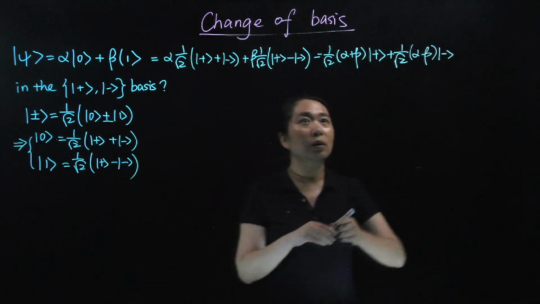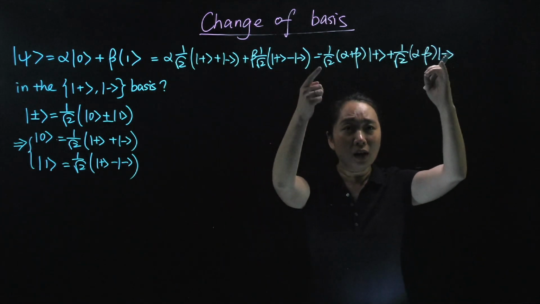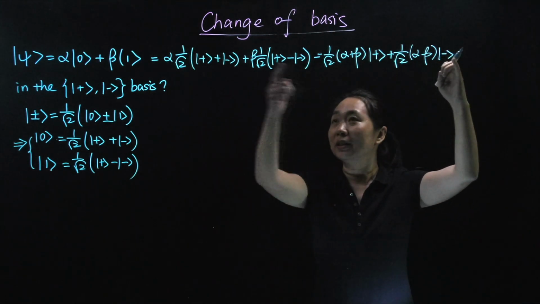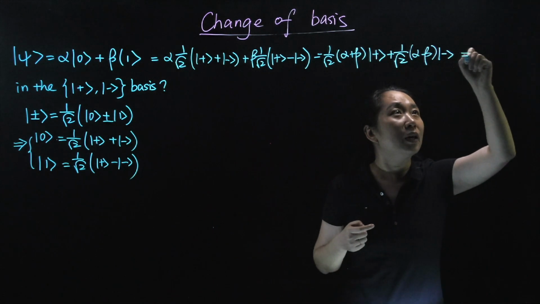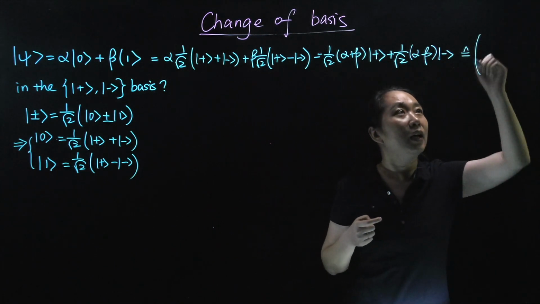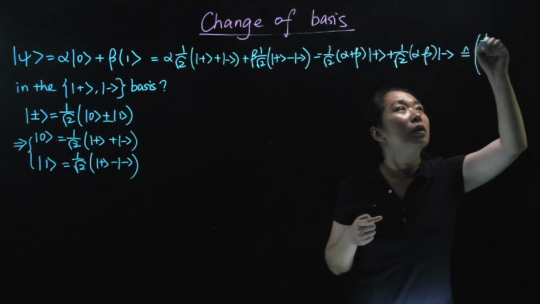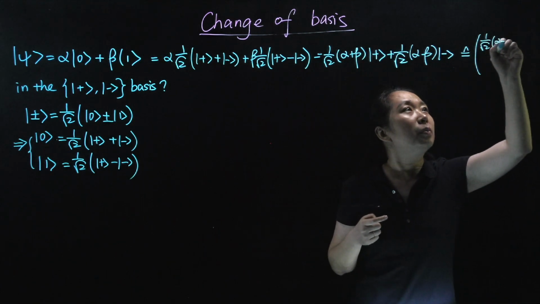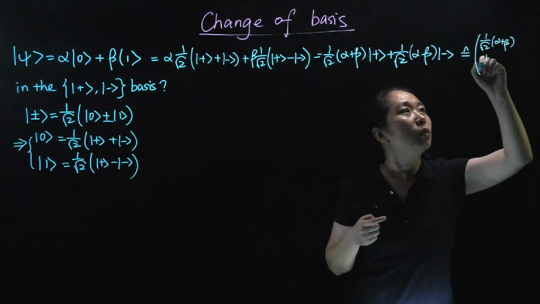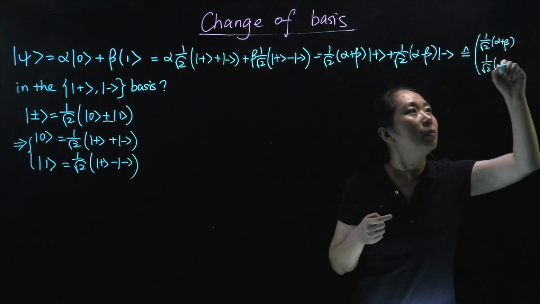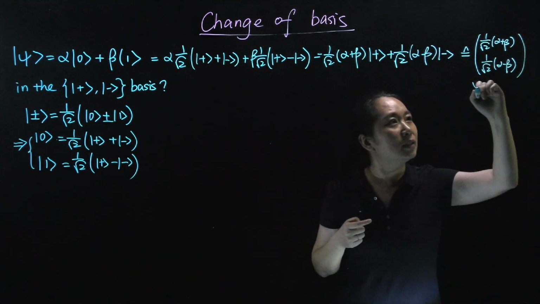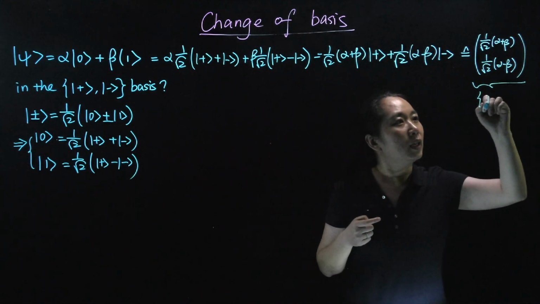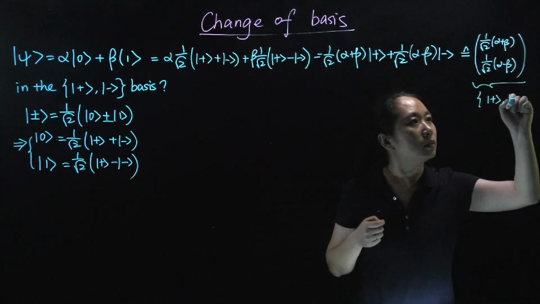So if we want to write down a column to represent this particular state in the plus-minus basis, we can also write this as 1 over square root 2 alpha plus beta, and 1 over square root 2 alpha minus beta. And then we have to remember that this is in the plus-minus basis.